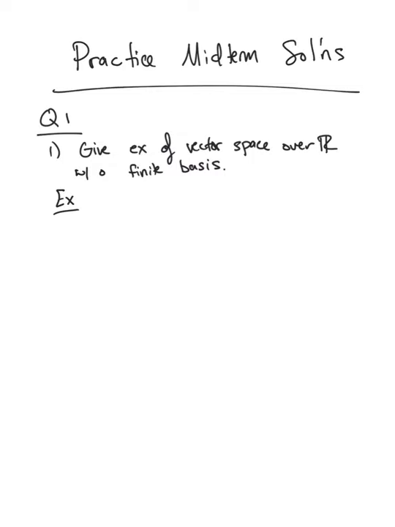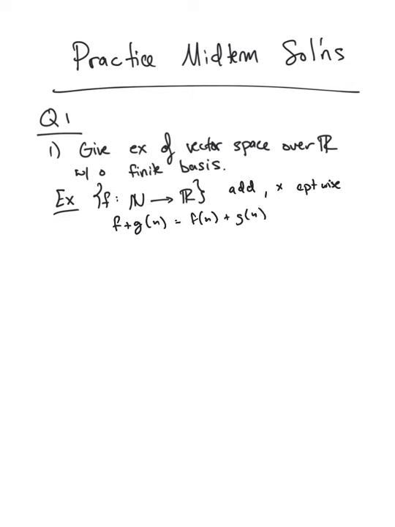So one of the ones I think we saw in the lecture was if you take the set of functions from the natural numbers to R. This is just a set of real-valued sequences, and you add and multiply component-wise. Okay, so f plus g of n is f of n plus g of n, c f of n is, well, just c times f of n. Okay? See that there's no finite basis.